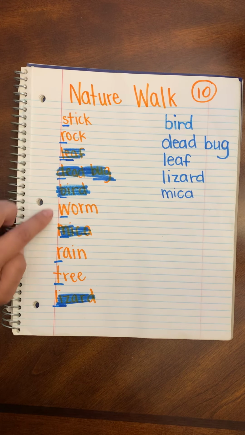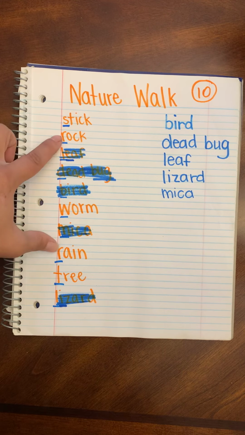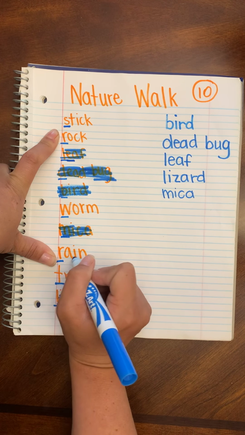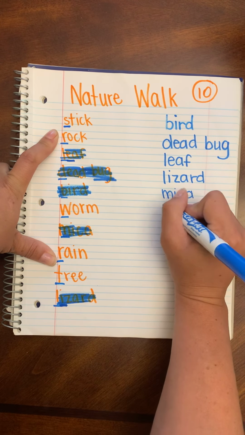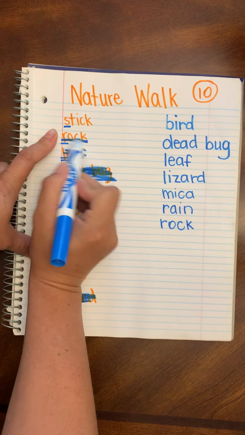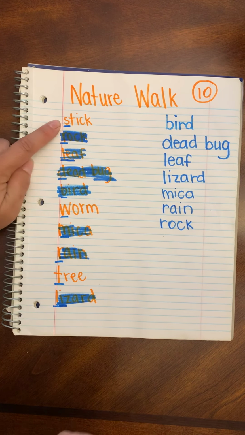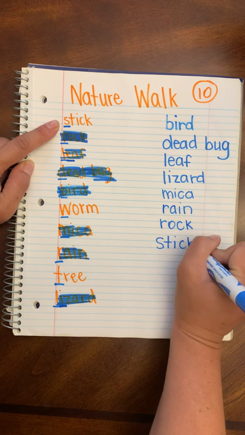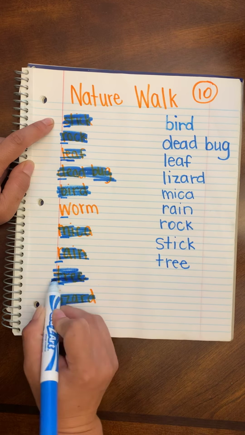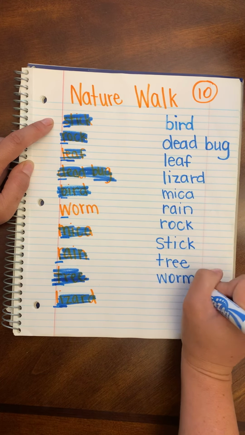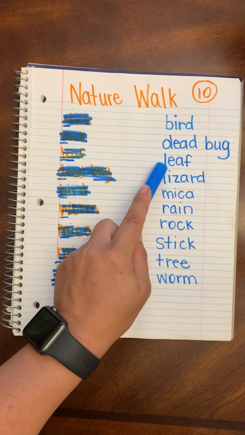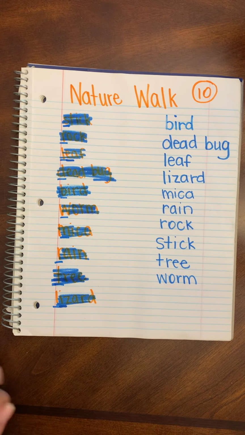N, O, P, Q, R. Oh, we've got 2 again. R, O, and R, A. Now we know A is the first letter in the alphabet, so we're going to put rain and then put rock. Q, R, S, stick. T, U, V, W. So this is how you put words in alphabetical order. You look at the first letter and you put them in order as our ABCs, as the alphabet.